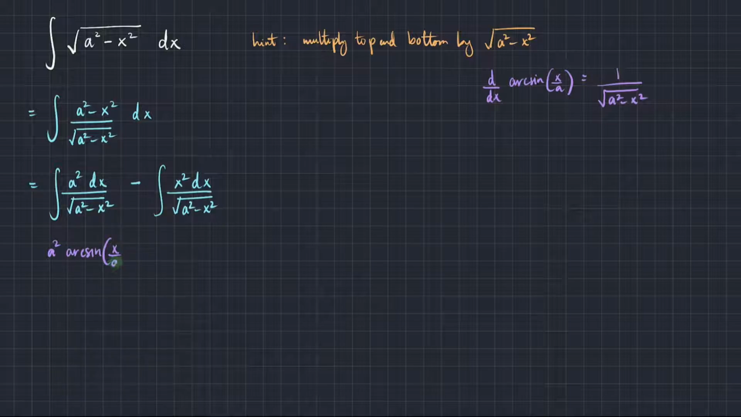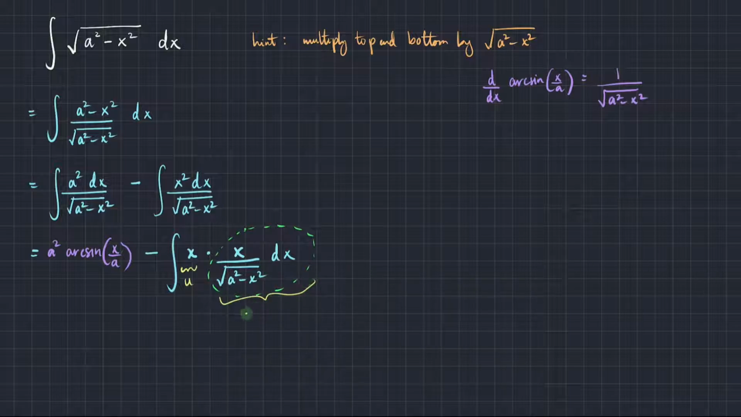As for the second integral, I'm going to rewrite this as minus the integral of x multiplied by x over the square root of a squared minus x squared dx. The reason I'm doing this is because I know that I can integrate just this part of it by substitution. Alright, so we can set u as x and dv to be this thing.